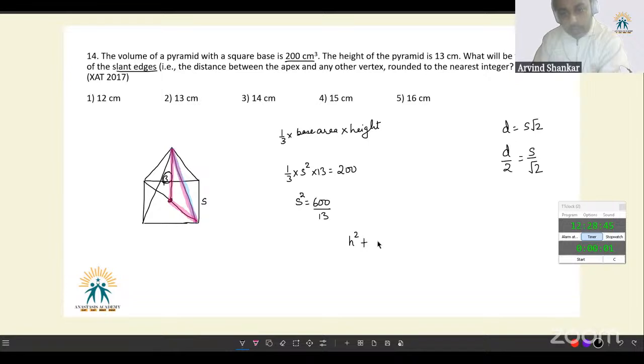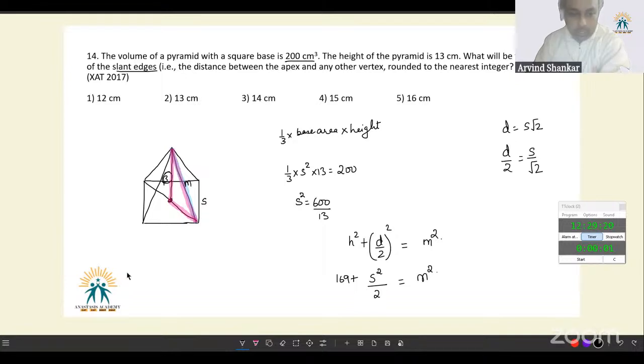Now this slant height is going to be: height square plus d by 2 whole square is equal to the slant height, let me name it m square. This is the equation we are dealing with. Now height square I already know to be 13 square or 169. D by 2 whole square will be as good as s square by 2. And this is equal to my slant height square. S square is 600 by 13.